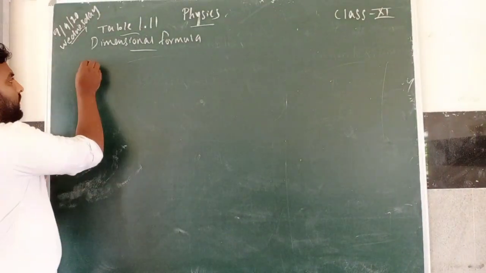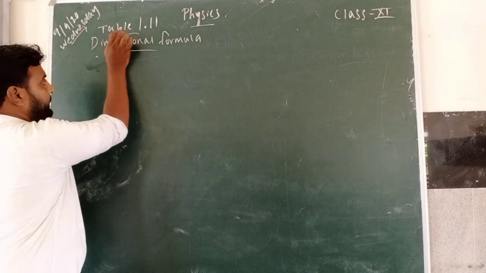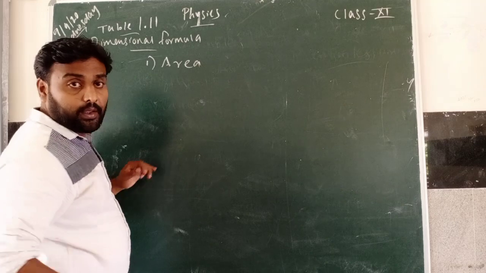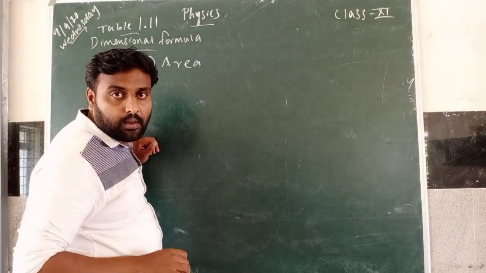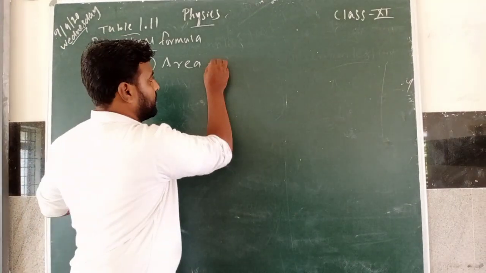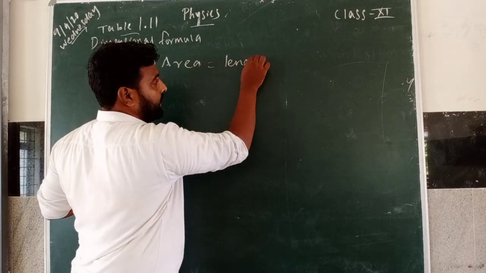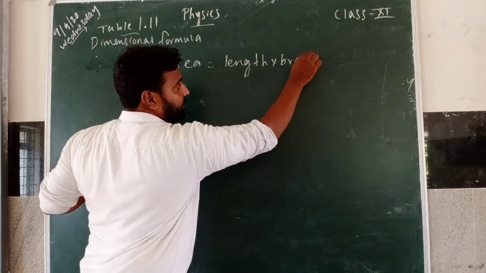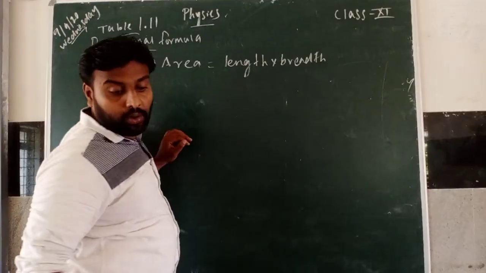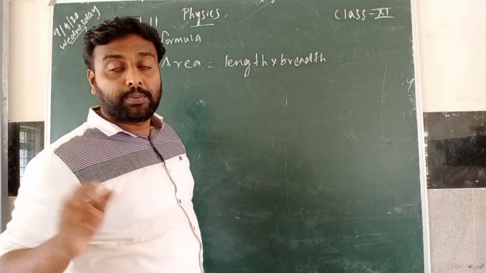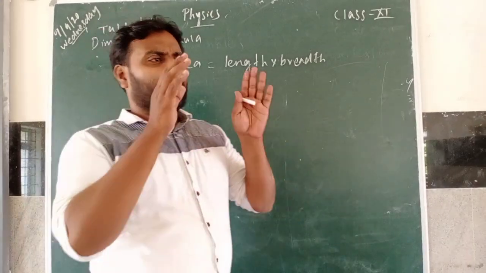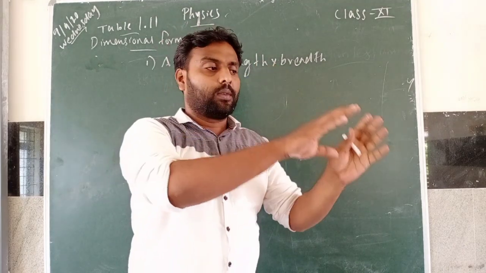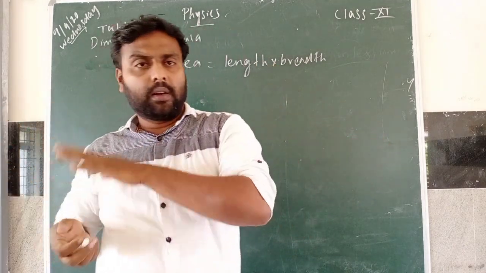So the first one is area. What is the formula for area? Length into breadth. This we all know. The expression is length into breadth. Length means what? One dimension. Breadth also is one dimension.